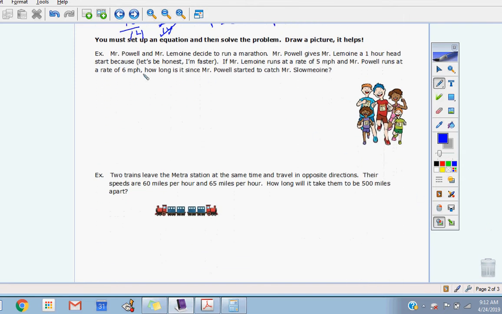Now is where it gets a little bit tricky. All right, so what is going to happen now is we're going to talk about two different things going on at the same time. So reading this problem, Mr. Powell and Mr. Lemoyne decide to run a marathon. Mr. Powell gives Mr. Lemoyne a 1 hour head start because, let's be honest, I'm faster. If Mr. Lemoyne runs at a rate of 5 miles per hour and Mr. Powell runs at a rate of 6 miles per hour, how long is it since Mr. Powell started to catch Mr. Lemoyne?